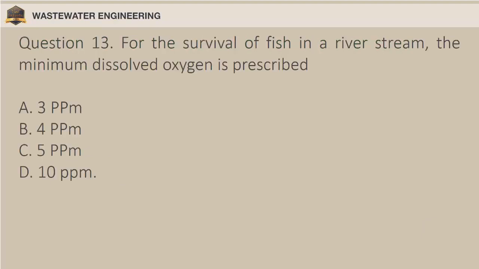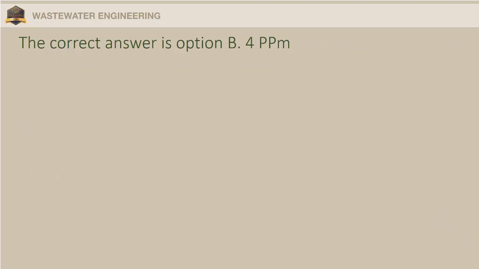Question 13. For the survival of fish in a river stream, the minimum dissolved oxygen prescribed is A. 3 ppm. B. 4 ppm. C. 5 ppm. D. 10 parts per million. The correct answer is option B.